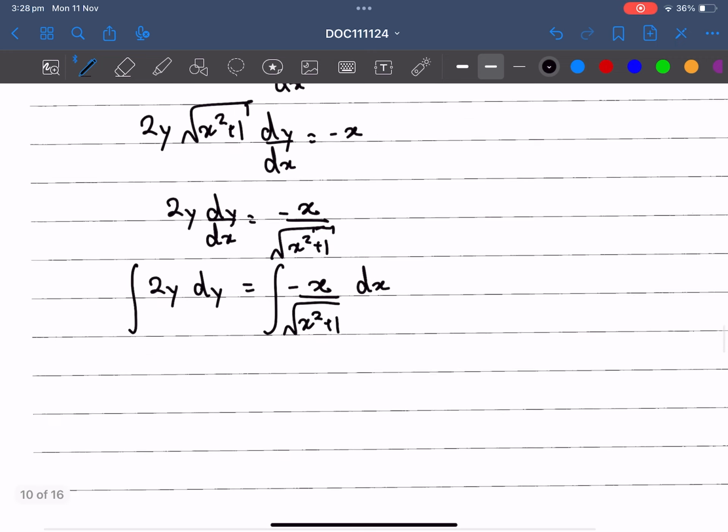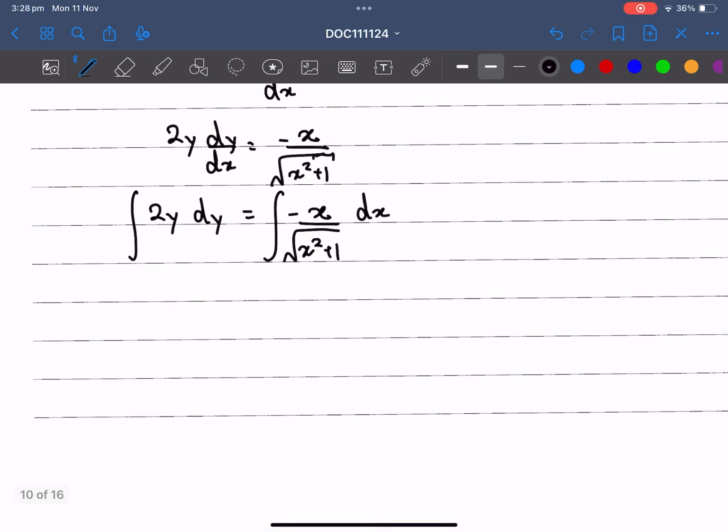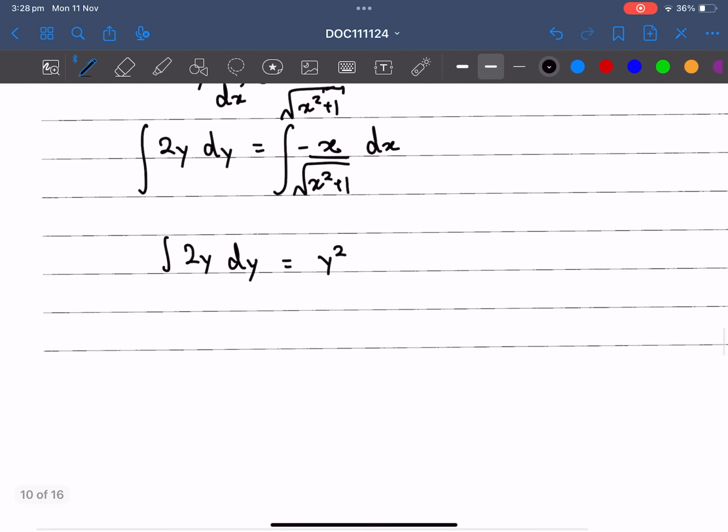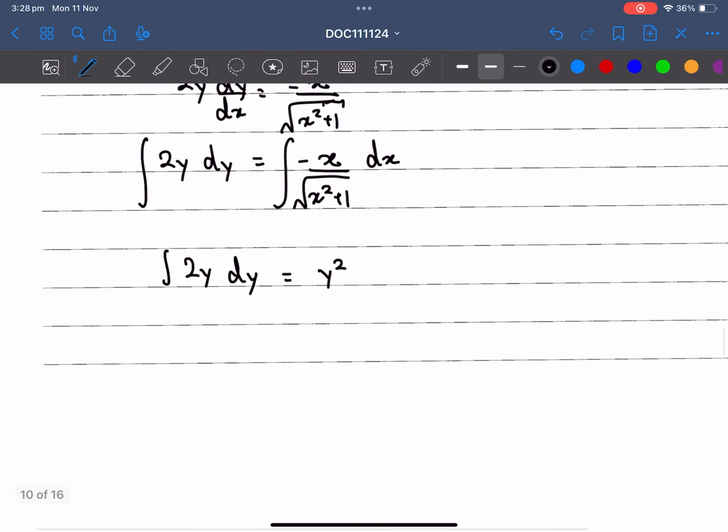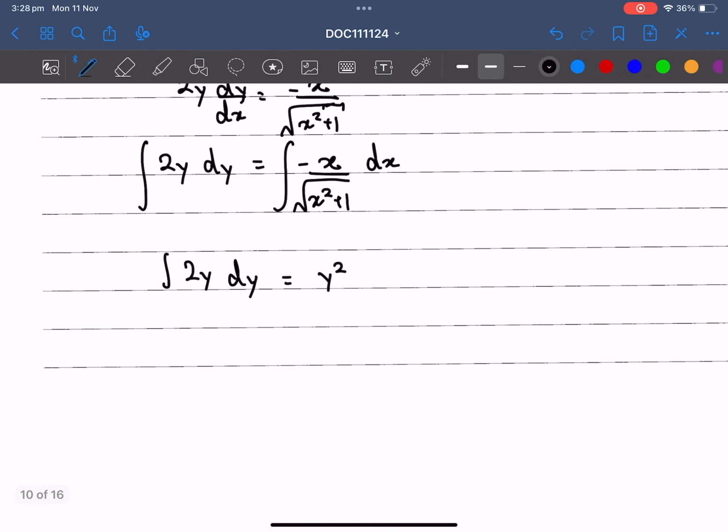Integrate both sides. So integrating 2y dy, we simply get y squared. And now we have to integrate this, but we have to use the substitution method, of course. So integrating -x on x squared plus 1 dx.